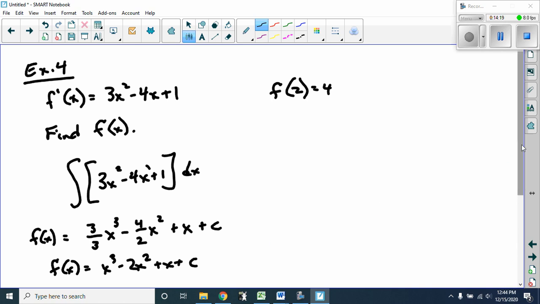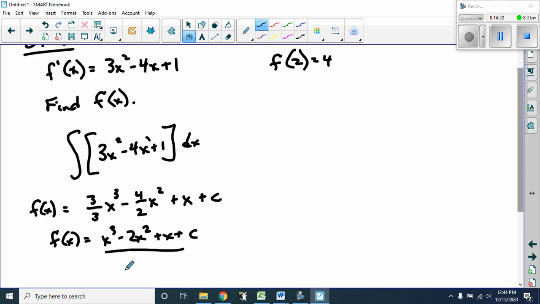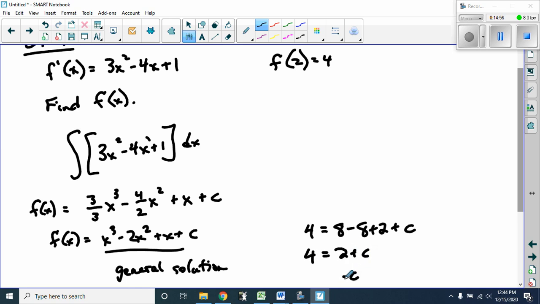This is called the general solution. We don't want a general solution. We want the solution that goes through just this point. So we can plug in 2 for x and 4 for f of x and solve for c. So I plugged in 2 for my x's, 2 cubed is 8, 2 squared is 4, times negative 2 is minus 8, 2 in for my x plus c. I put 4 in for f of x, and I get c equals 2.